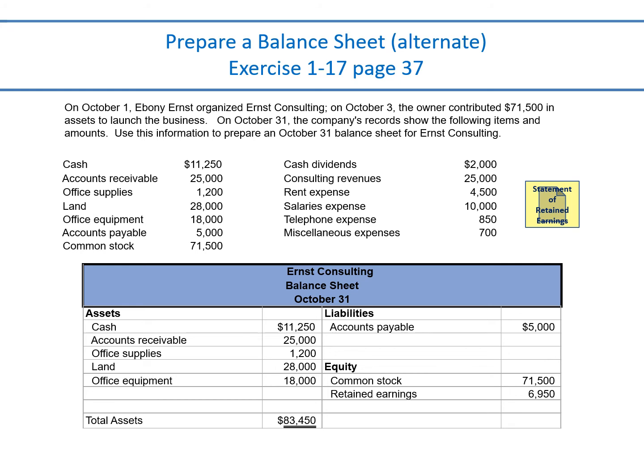6,950. Add up your total assets. Add up your total liabilities and equity. And if you're in balance, you should be good to go.